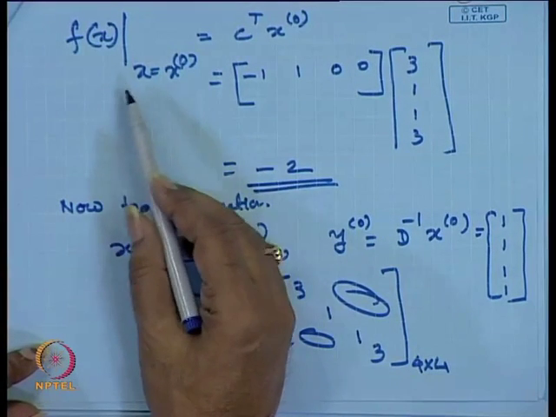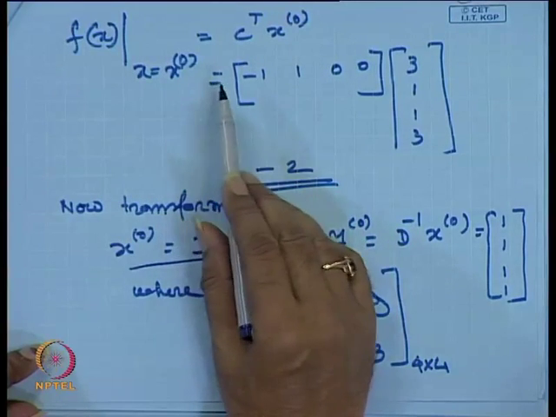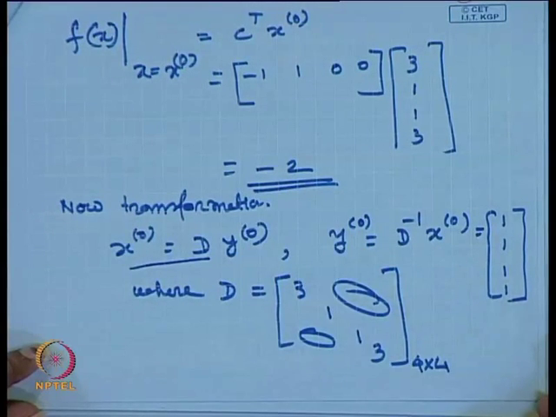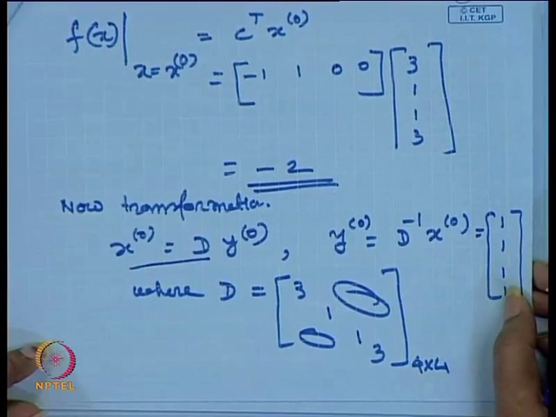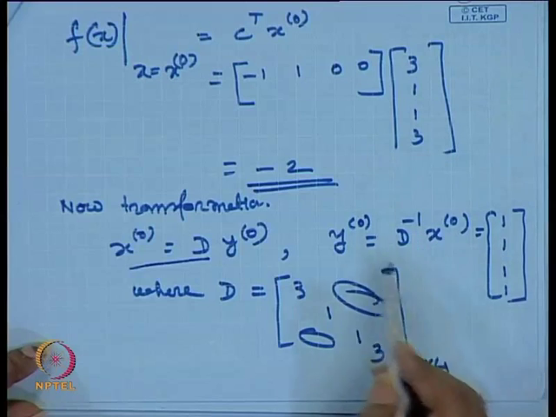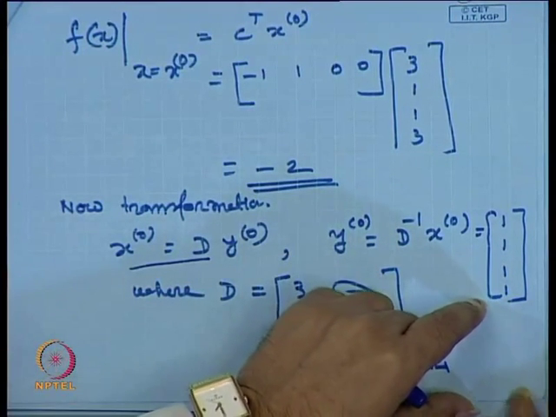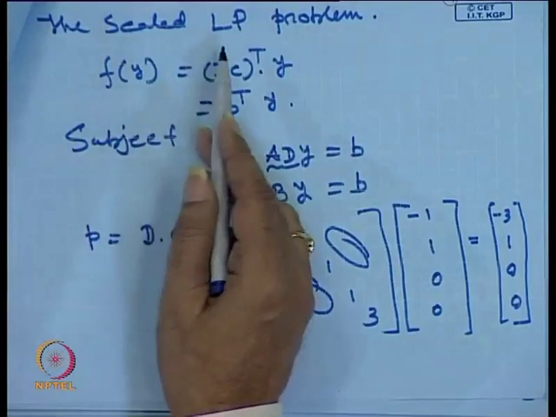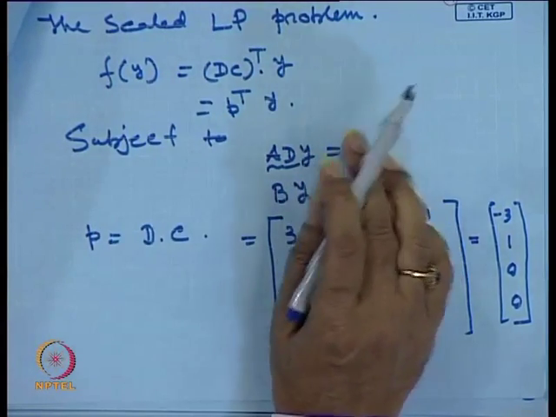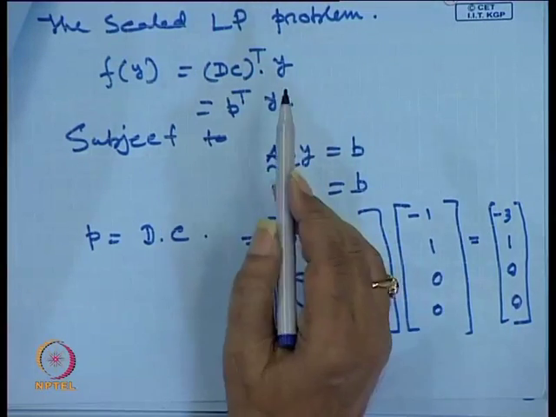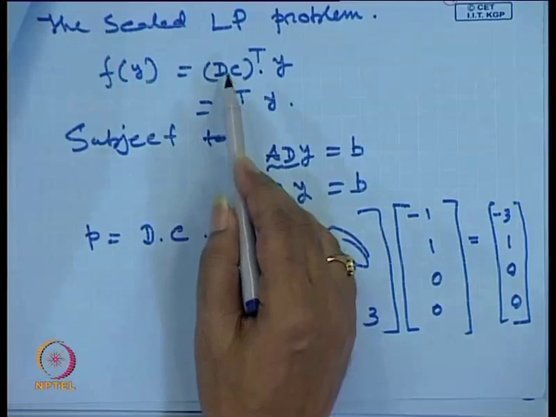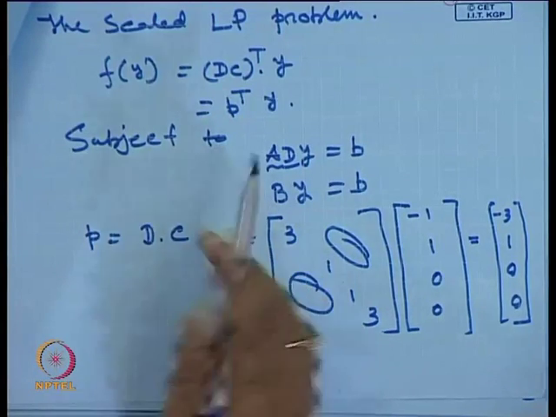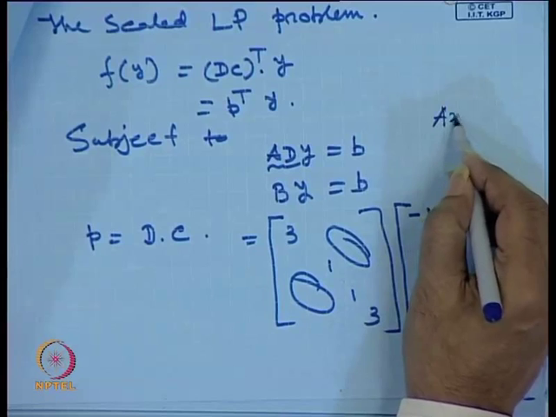If you look at our objective function at the interior point in the original problem, this value is minus 2 at this moment. So our job now is to move in the transformed coordinate axes, and also to find out what the objective function value is there. In the scaled LP problem, f(y) is nothing but c transpose x, and x is d into y. So this is nothing but p transpose y, where p is d c, subject to the conditions: our original problem is A x equal to b.